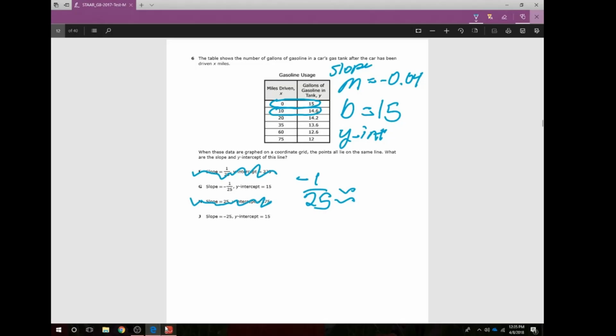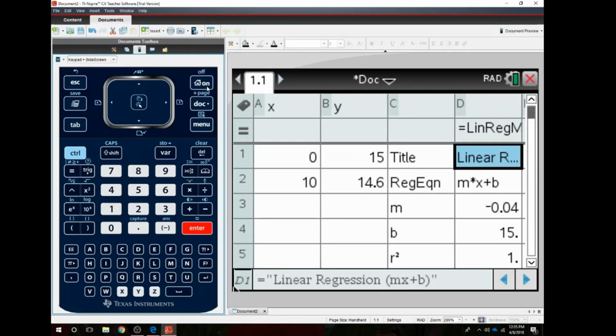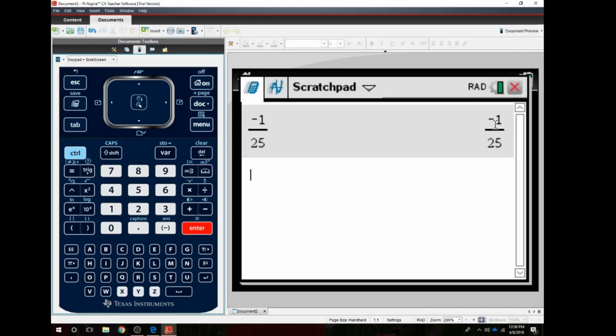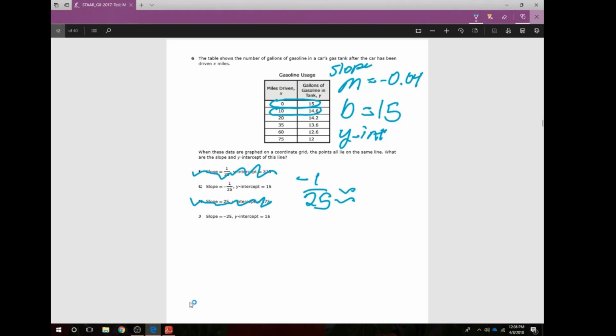So I'm going to go back to my calculator, go to calculate, I type in negative 1. Remember, fractions are divide. Negative 1 divided by 25, and if I just press enter, it'll give me it as a fraction. I don't want the fraction, so I do negative 1 divided by 25, control enter. And look, what do you know? That's negative 0.04. So going back here, negative 1/25 is negative 0.04, so that matches. Our answer is G.